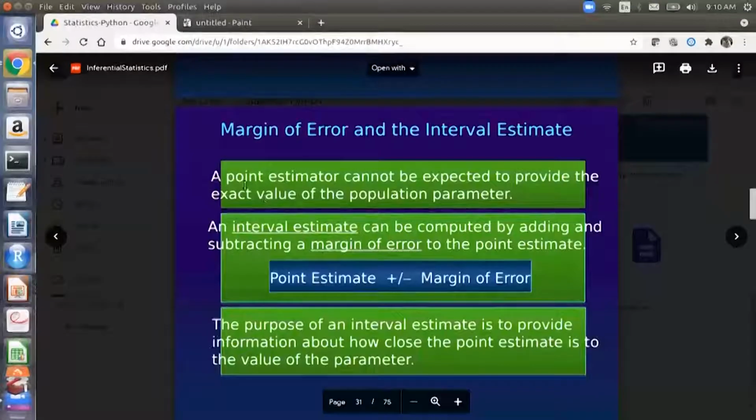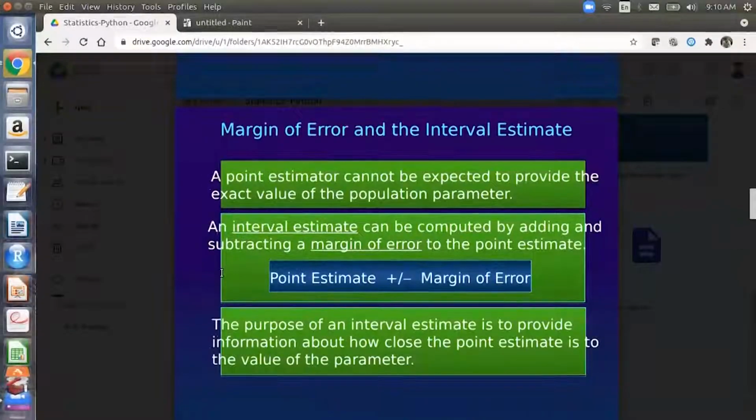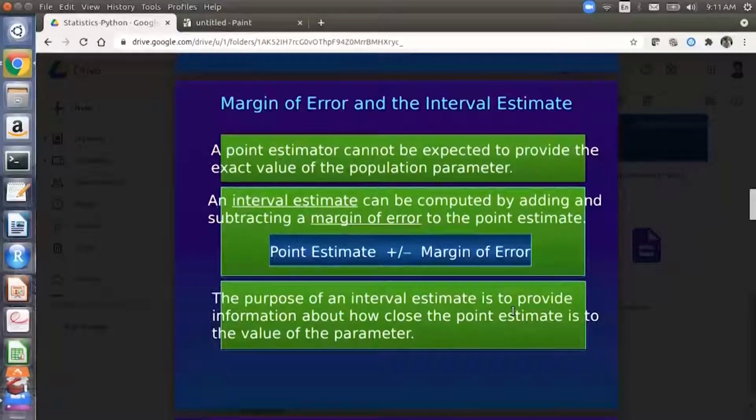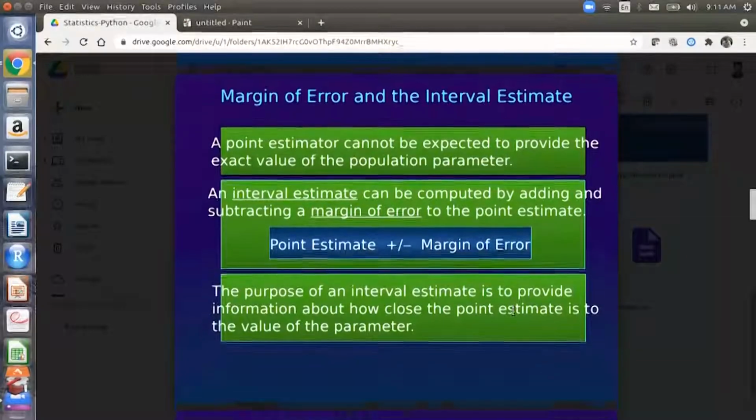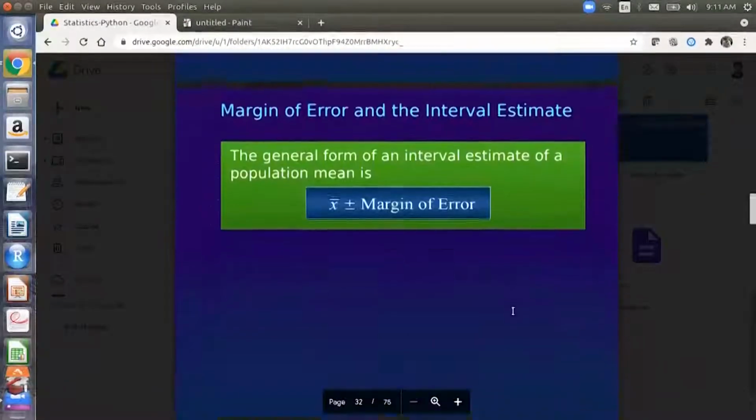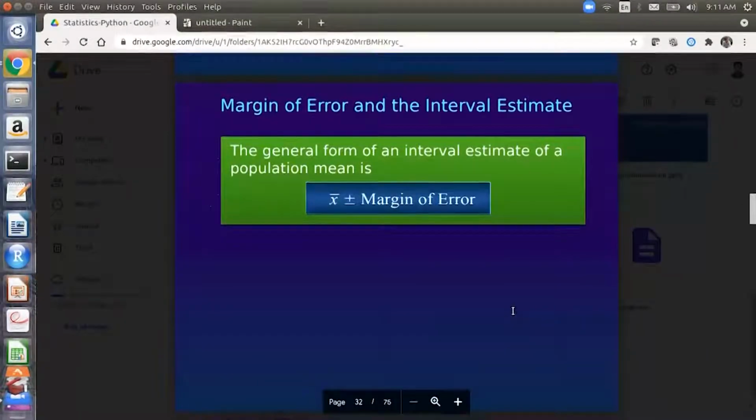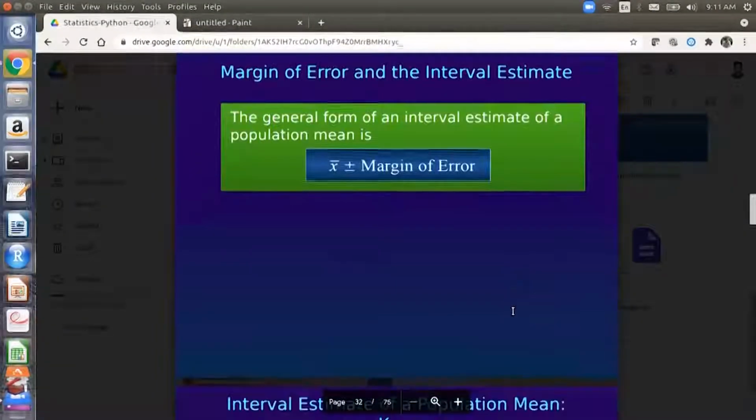Let's read the slides now. A point estimator cannot be expected to provide the exact value of the population parameter. An interval estimate can be computed by adding and subtracting a margin of error from the point estimate. So point estimate plus minus margin of error will give you the interval estimate. The purpose of the interval estimate is to provide information on how close the point estimate is to the value of the parameter, that is, whether the true value of the population is lying in the interval or not. Simply, interval estimate is x bar plus minus margin of error.